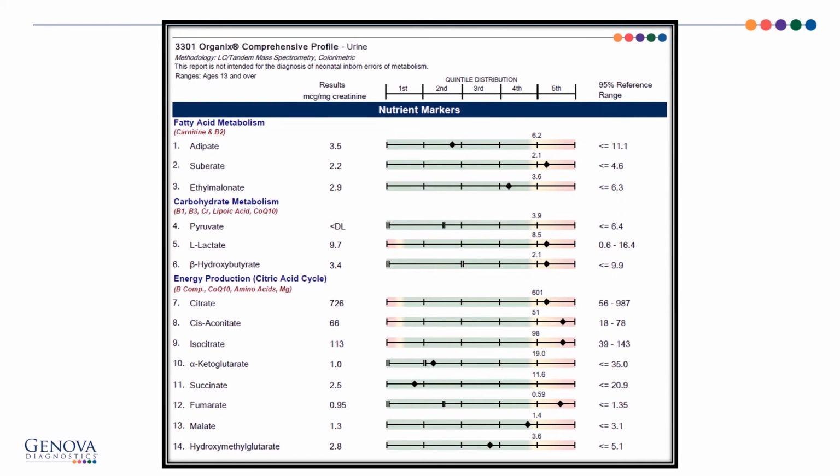Here we see the first page of this patient's actual results, and many findings here in the 5th quintile, which are borderline high findings. Remember that elevations here might signal inefficiencies in these energy production pathways, and sometimes that's due to nutrient insufficiencies. Elevations of suberate, for example, suggest that there are inefficiencies in fatty acid metabolism, and that carnitine and B2 may be helpful.